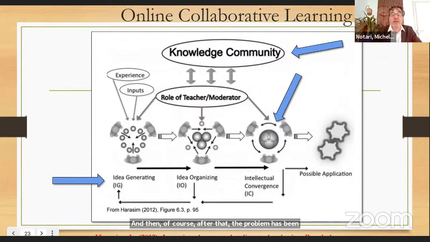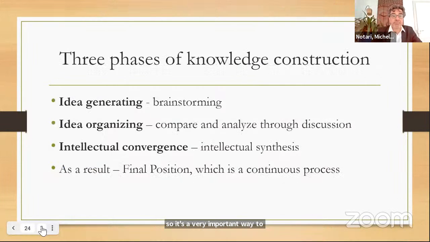So it's a very important way to gather information and to have a learning path and to deepen knowledge, or deepen skills or competencies. So we have the three phases: idea generation, idea organization, and then intellectual convergence. The synthesis is very important in order to have a final result, a final position. That is a very important part. I mentioned that in the graph before.